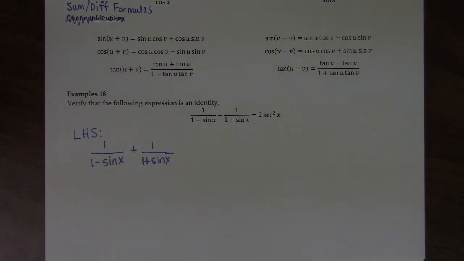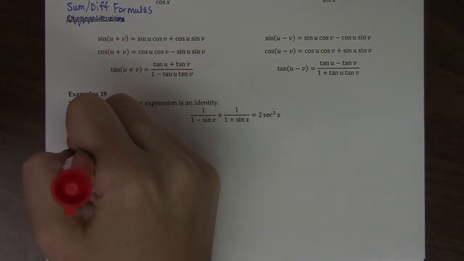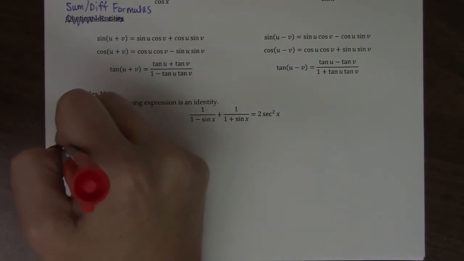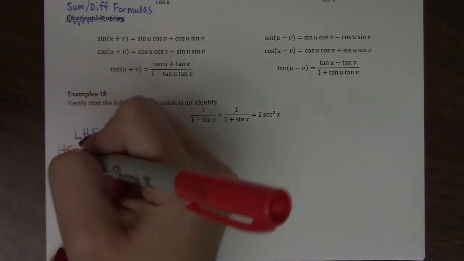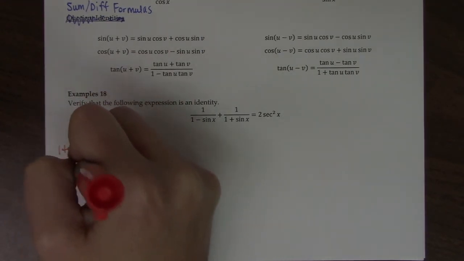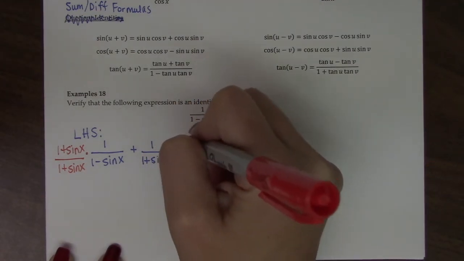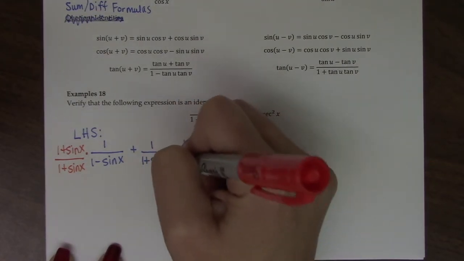So I have two fractions. The obvious first move is to combine them into one term, because I have to reduce them to a single term. So I need a common denominator. The common denominator is going to be 1 minus sine of x times 1 plus sine of x. This first fraction is missing the 1 plus sine of x, so if I multiply the denominator by that, I have to also multiply the numerator by that. Over here, this one needs 1 minus sine x.